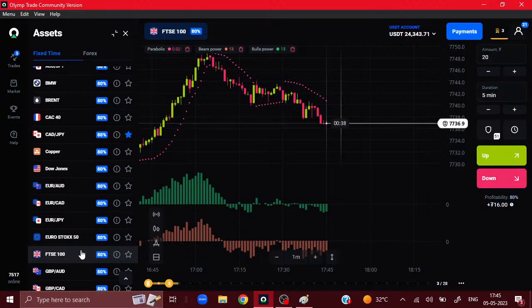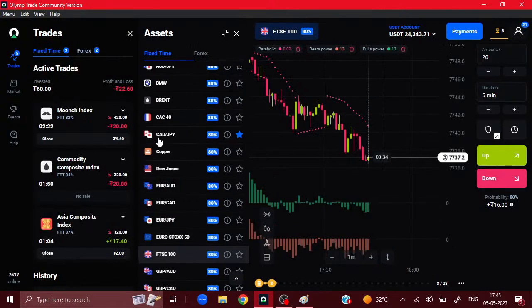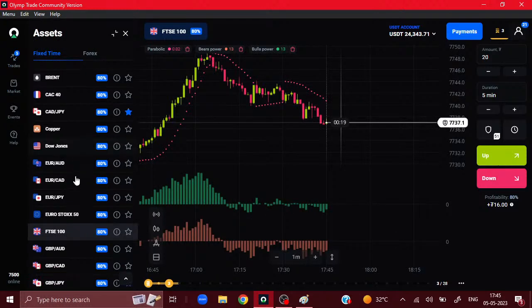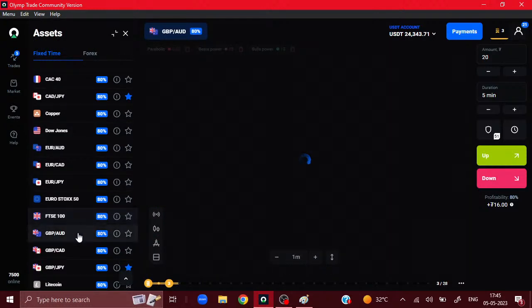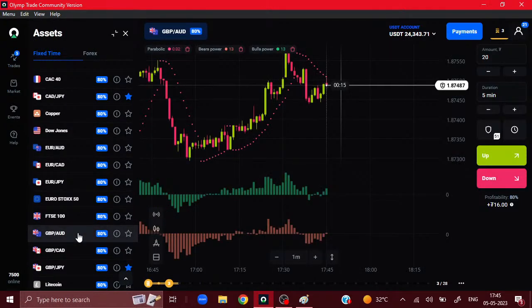Okay, no worries. I will explain the martingale formula. Basically, the martingale formula tells you that if you lose a particular trade, let's say you made a trade for $10 and lost it, then in the next trade you should increase your amount in such a manner that if you win the next trade, the previous loss is recovered. Yeah, that is the martingale formula.